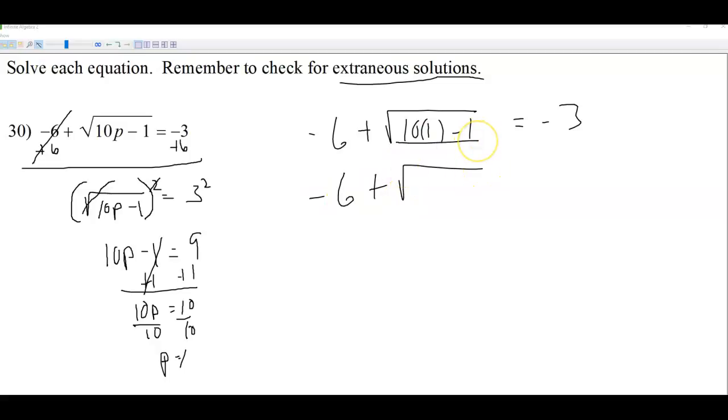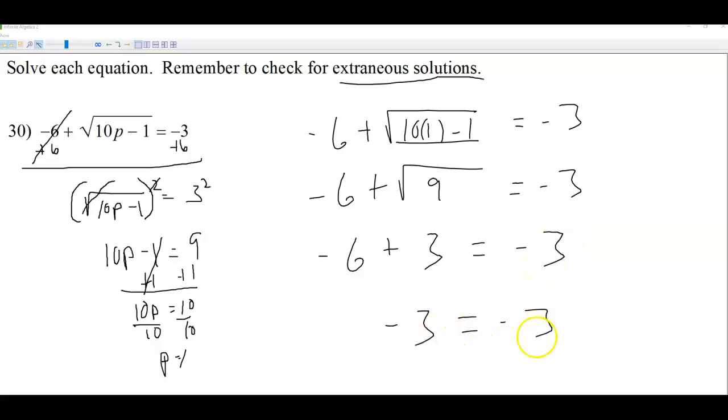10 times 1 is 10, minus 1 is 9. The square root of 9 is, in fact, 3. And then negative 6 plus 3 is negative 3. Looks good to me. Didn't have any problems along the way.